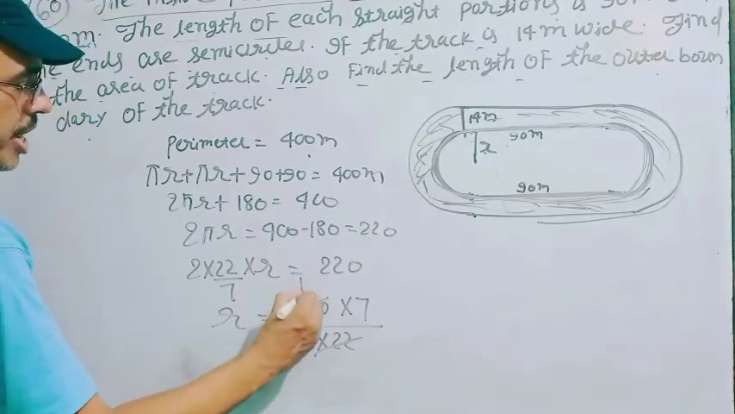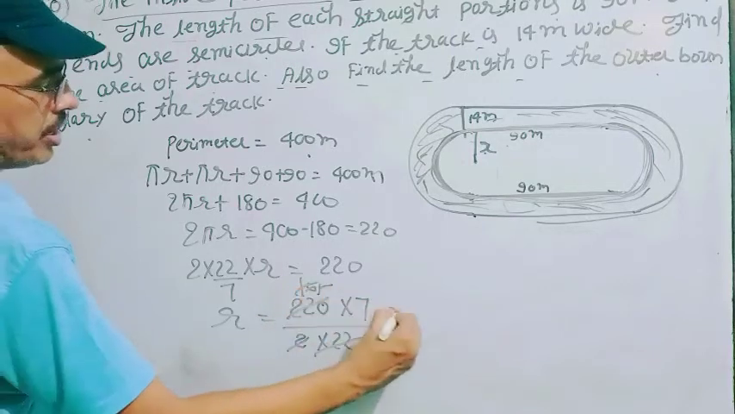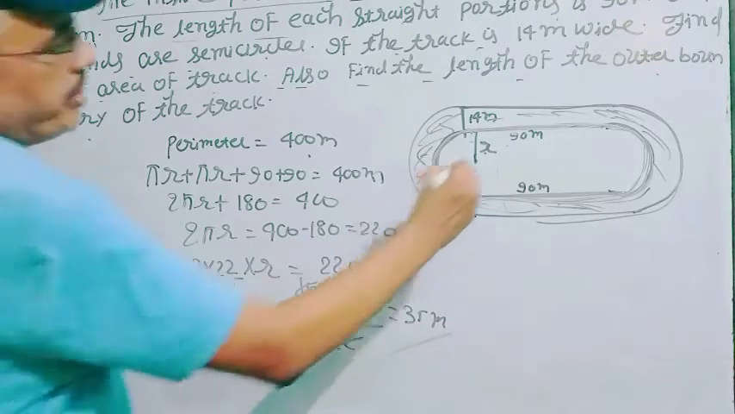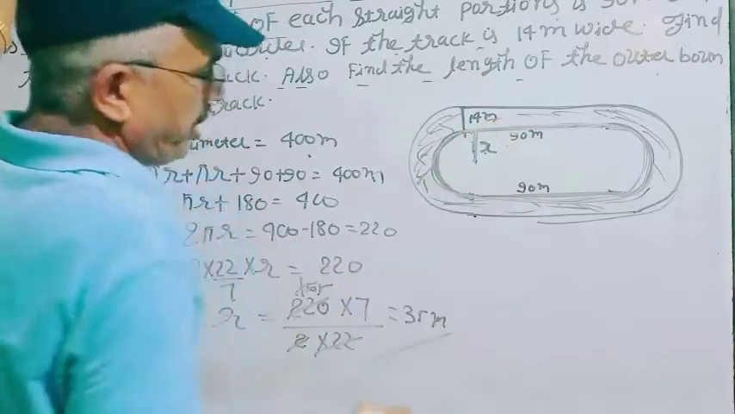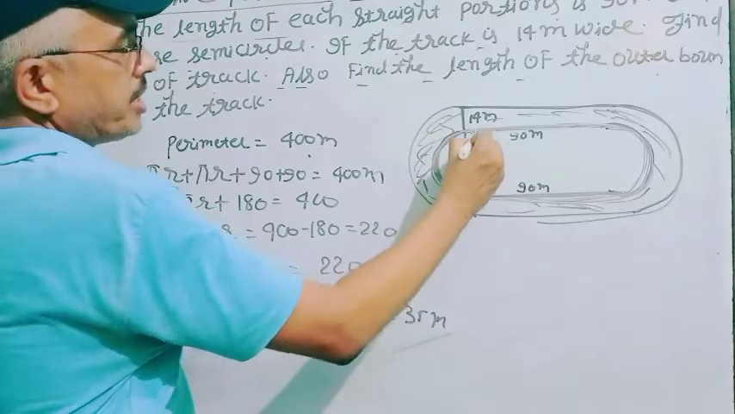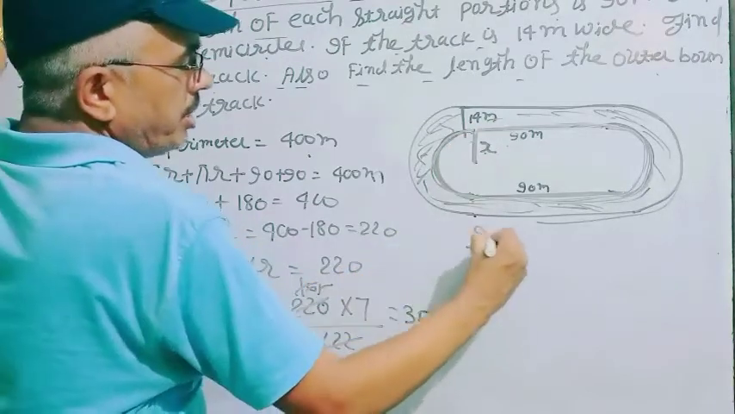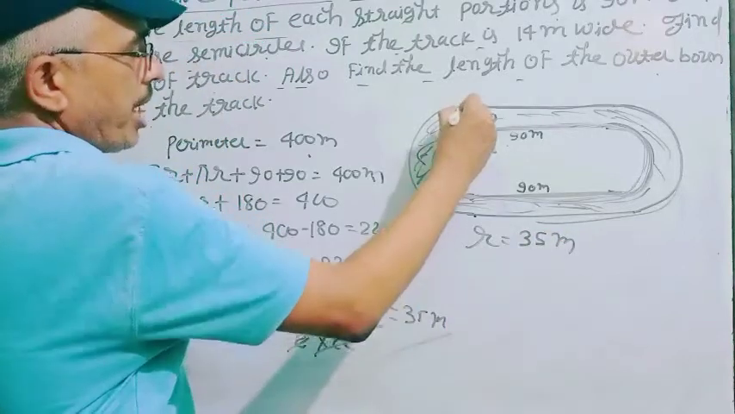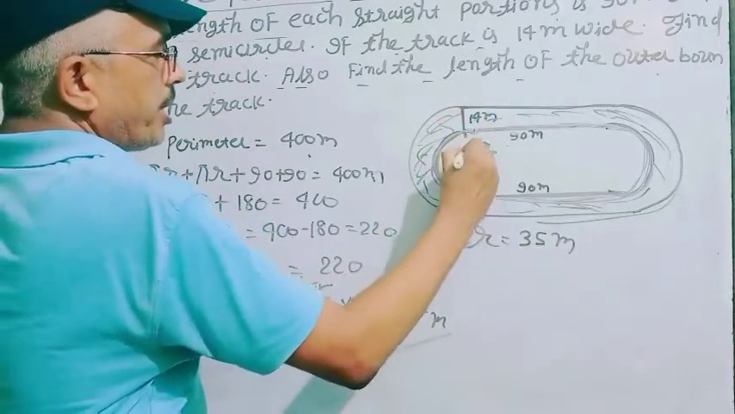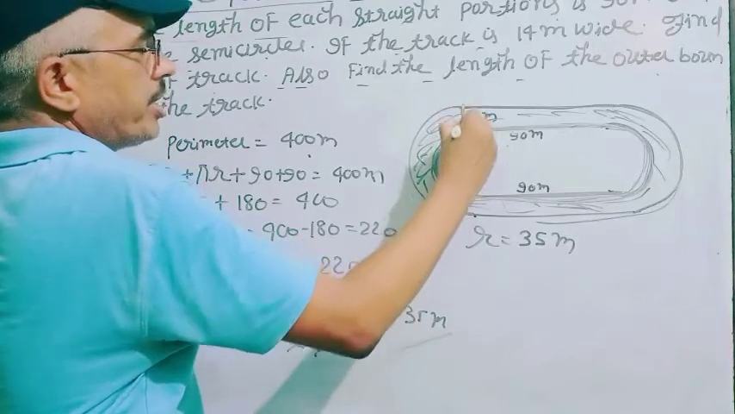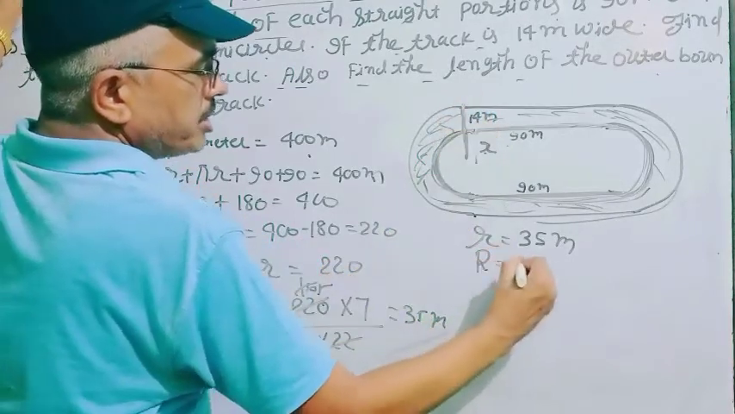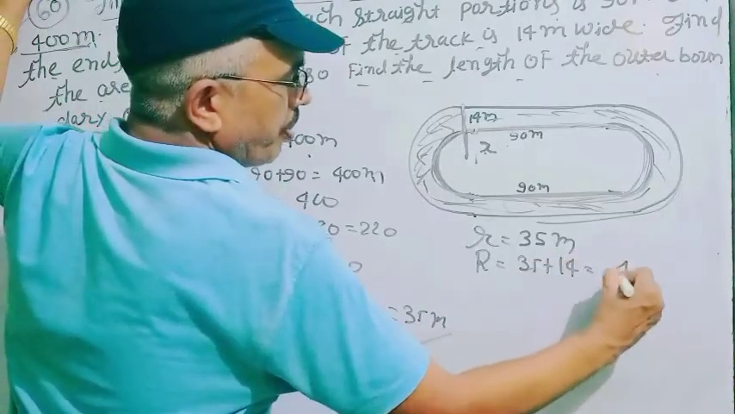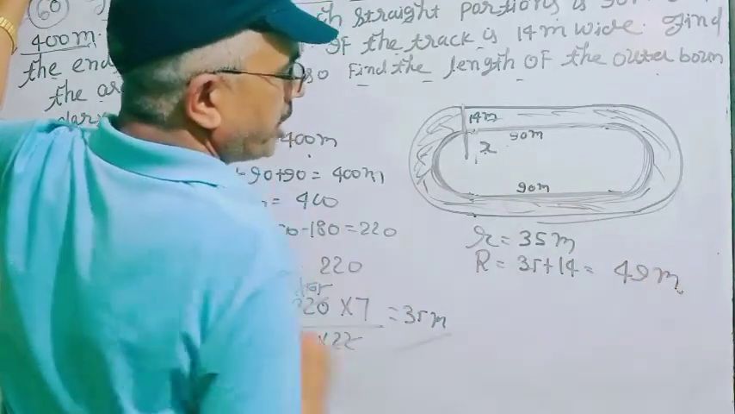Then 22 tens and 2 fives, so r is 35 meters. It is the radius of the inside semicircle. Next, what is the capital R? Here is 35 meters and there is 14. Then capital R is 35 plus 14. Then you write it is 49 meters. It is the capital R.